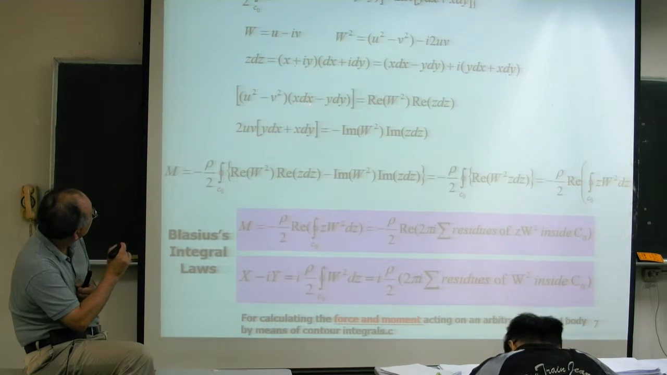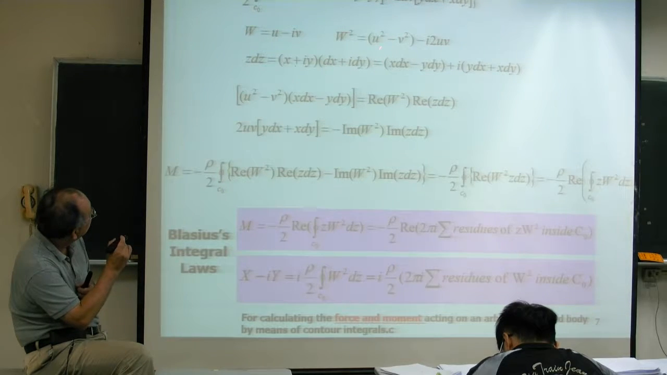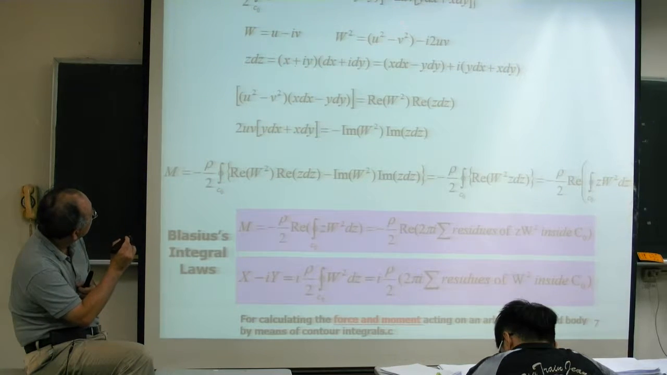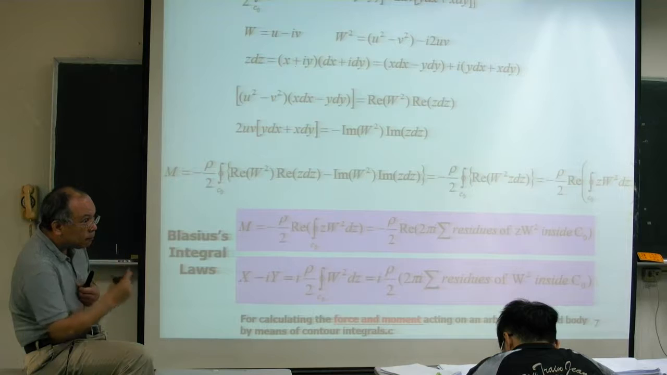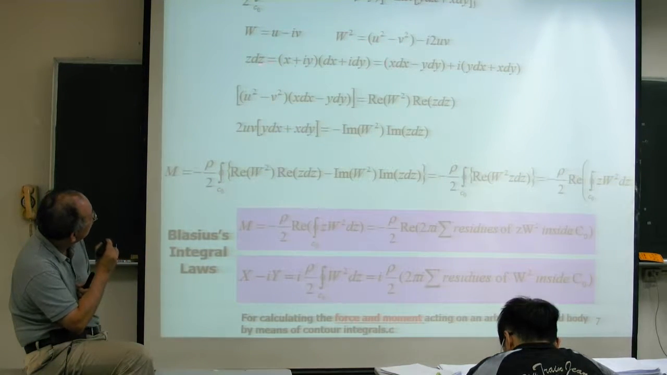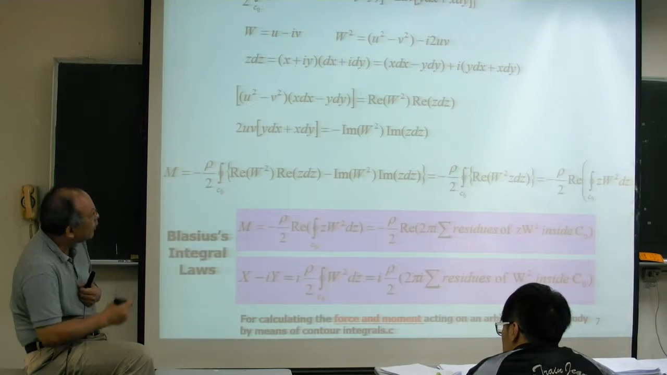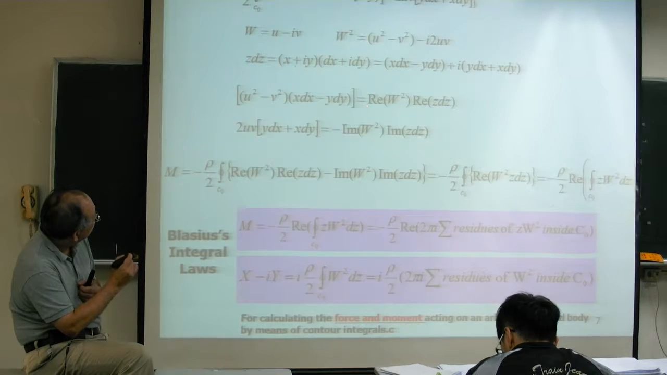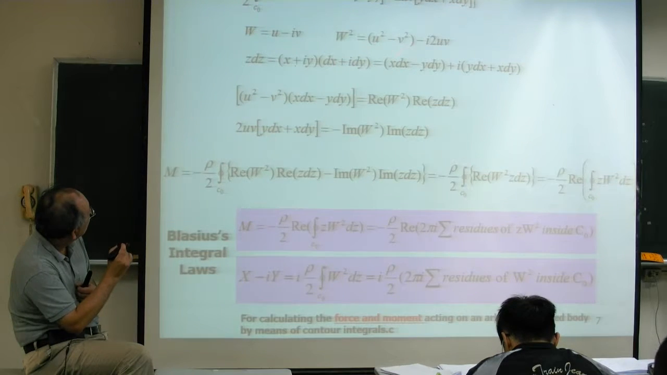So this term here gives you the real part of W squared times the real part of Z dz. If you multiply these, the real part of this is this, and the real part of this is this. It will give you this term here. So you multiply the real part of W squared with the real part of Z dz, and you get this term. So here is the first one.